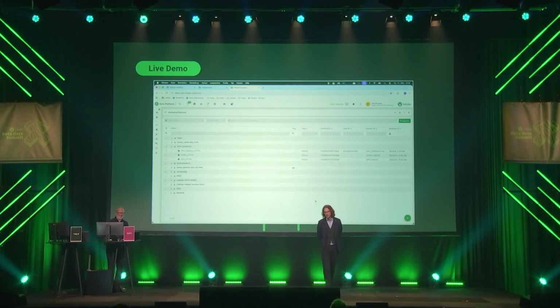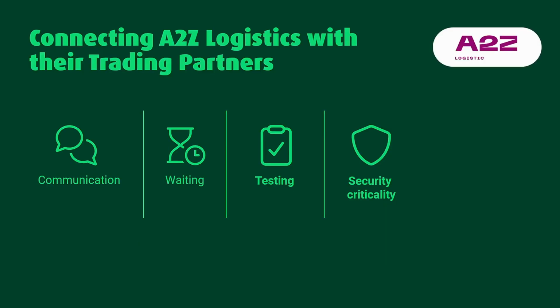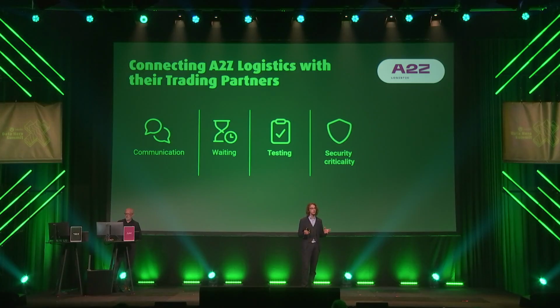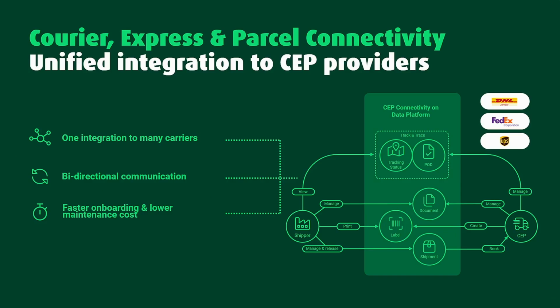Thanks, Patrick. So let's take a look at what you just saw. Let me summarize it for you. The idea here is that, of course, you just saw the live demo, but what did we really do? We helped connect A to Z with their cab providers and with their trading partners, solving the challenges they had around manual back and forth, communication, waiting time, the testing, all of that now part of an automated workflow in our platform, while keeping the security guide rails in place, because in our current day and age, we feel security is super important. So these are the challenges that we solved for them.